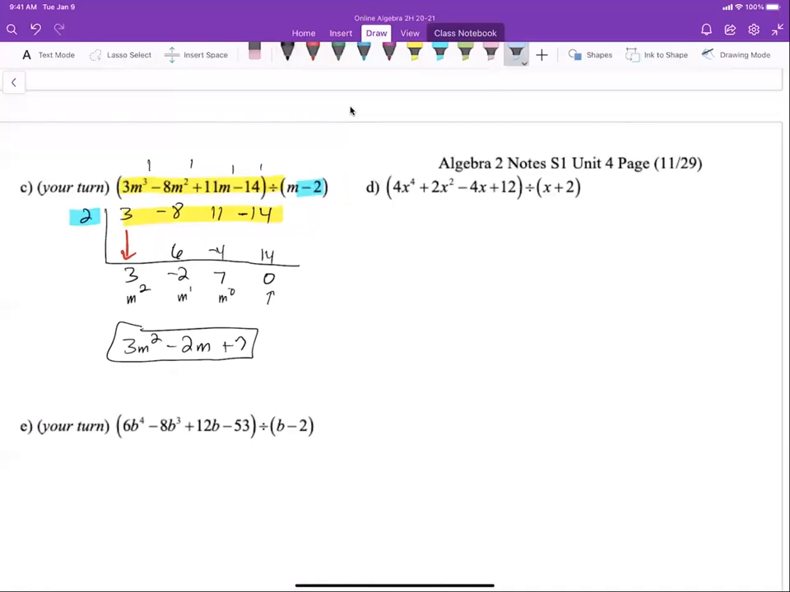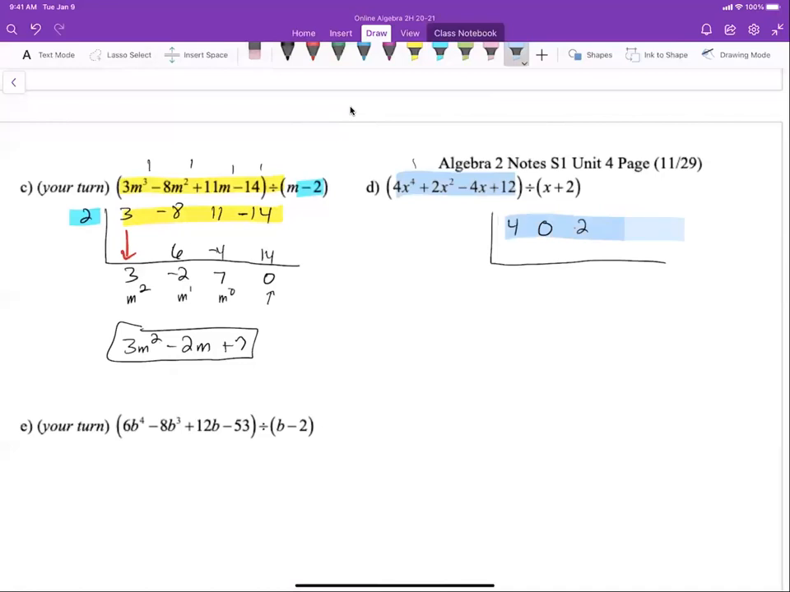All right, this is my term. Create my box. I have an x to the 4th. I am missing an x cubed. So what do we do about that? We have 4, then 0, because I need my placeholder for my x cubed term. Then I have a 2x. Oops, I don't need the x part, do I?